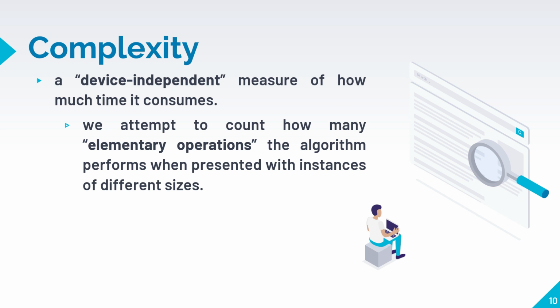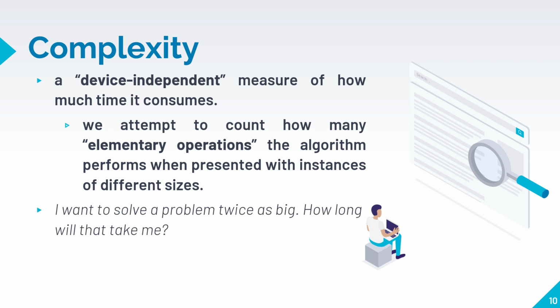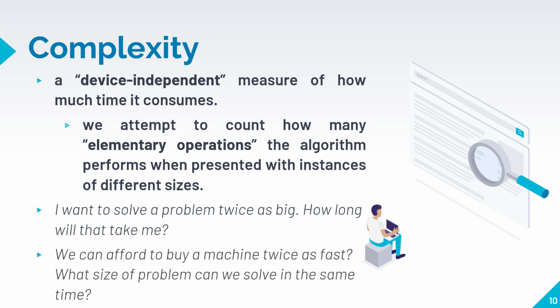This measure is not as precise as a benchmark, but much more useful for answering the kind of questions that commonly arise, such as, I want to solve a problem twice as big. How long will that take me? We can afford to buy a machine twice as fast. What size of problem can we solve in the same time? So the answers to these questions depend on the complexity of the algorithm.